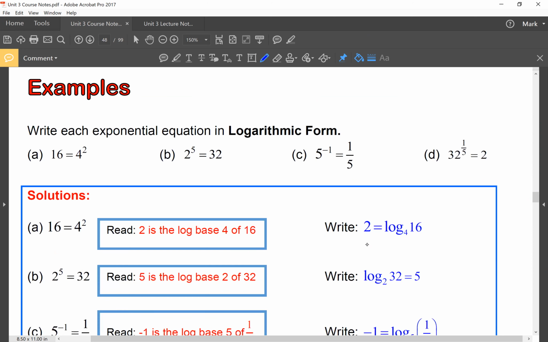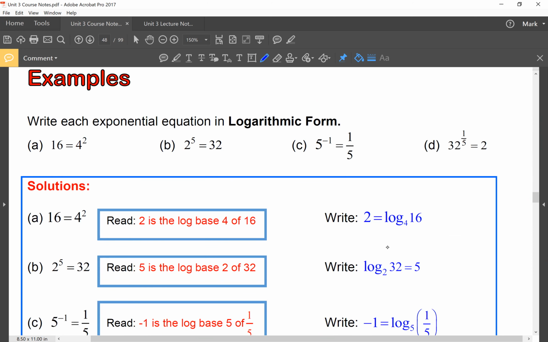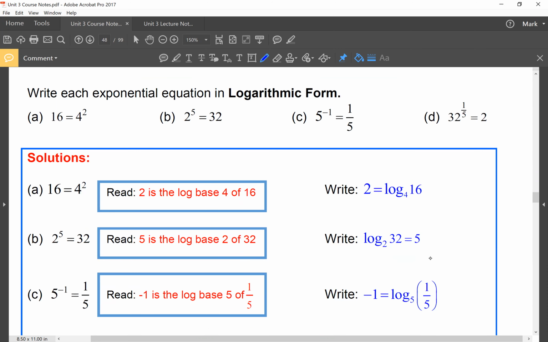So let's look at how to do that. It says write each exponential function in logarithmic form. Well, 16 is equal to 4 squared. We know that. When I rewrite this as a logarithm, I would read it as 2 is the log base 4 of 16. So the 2 becomes equals the log, I take the 4, and this 16 goes here on the end. It's kind of like just rewriting what's already there. There's a reason for logarithms, by the way, but we'll get into that in the next topic.